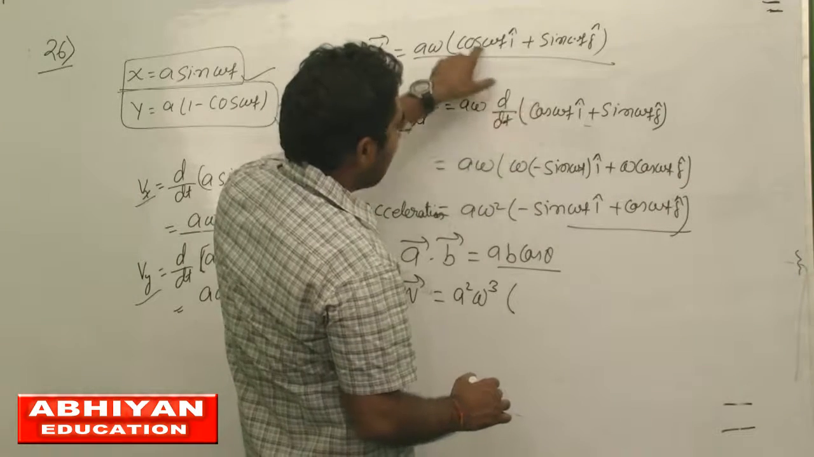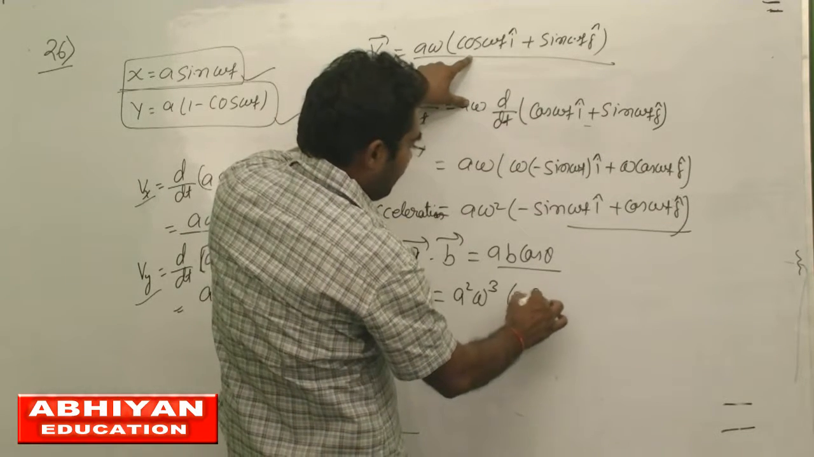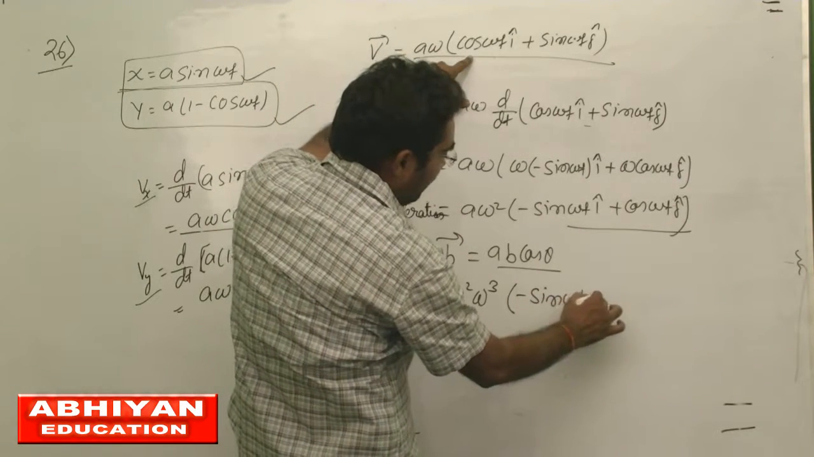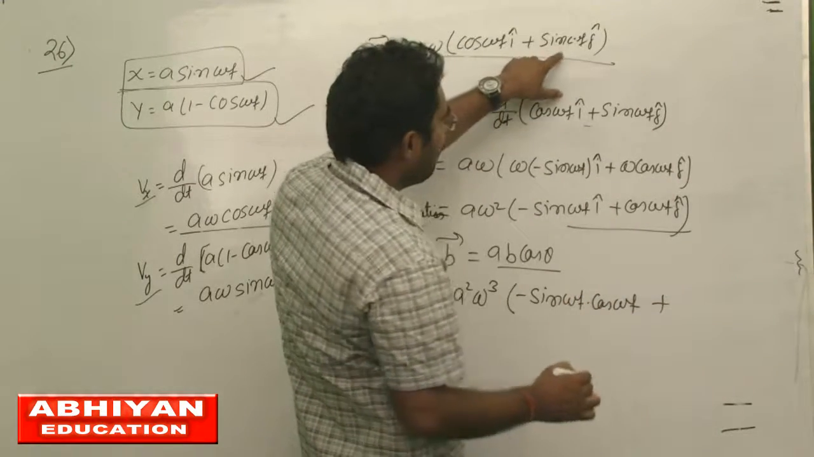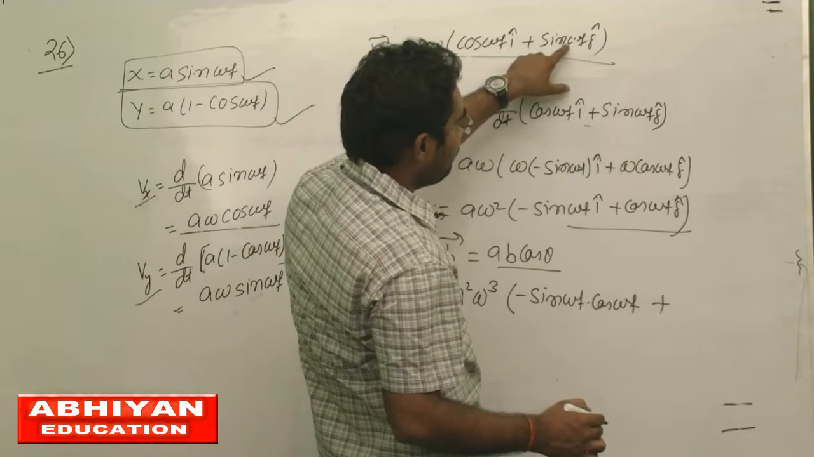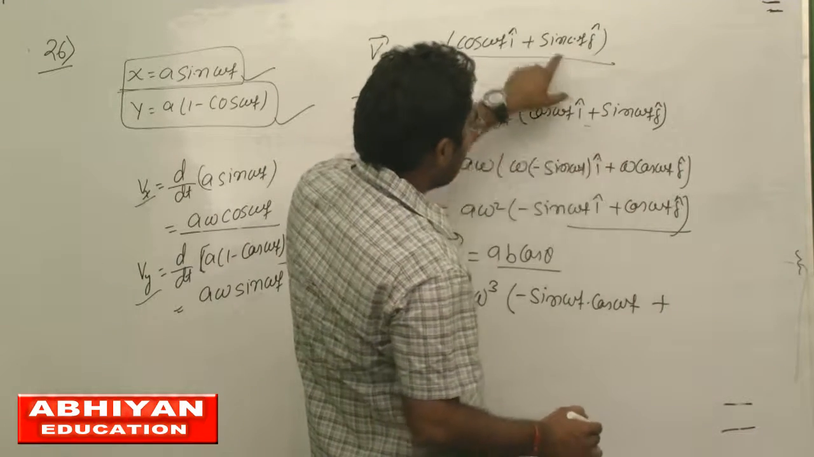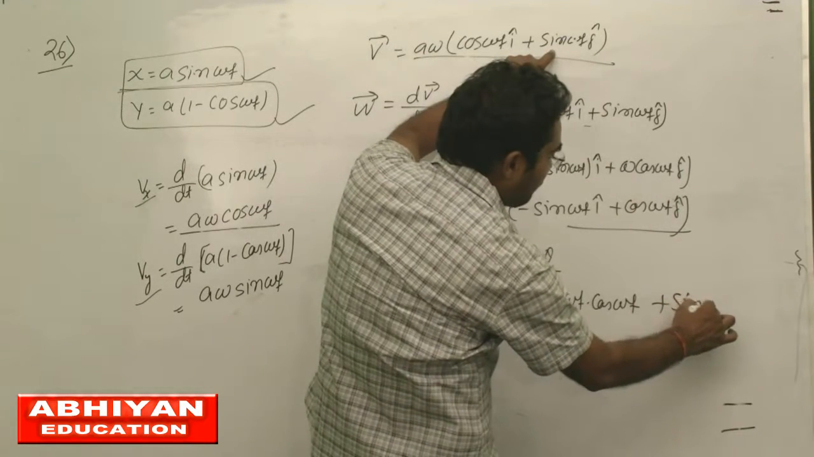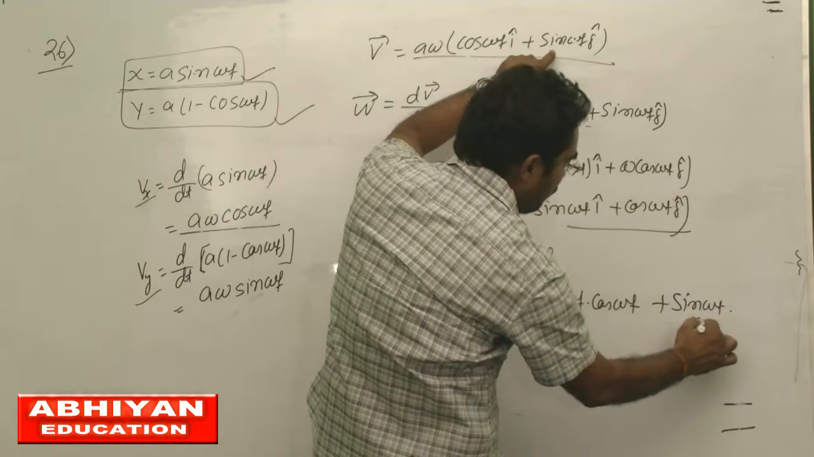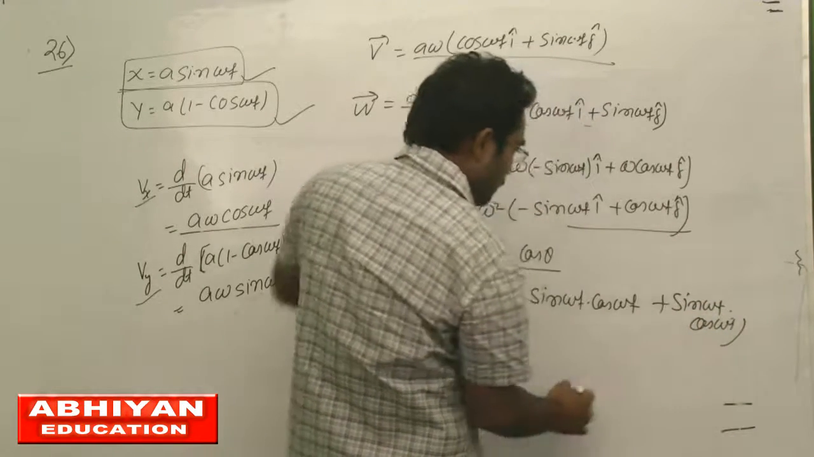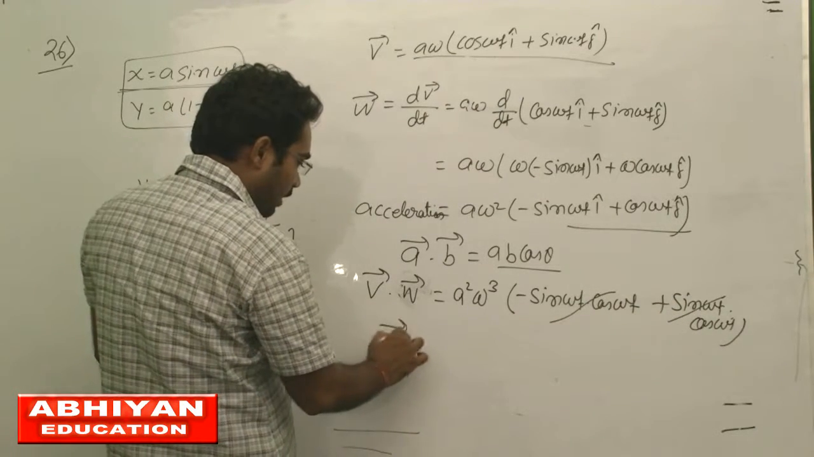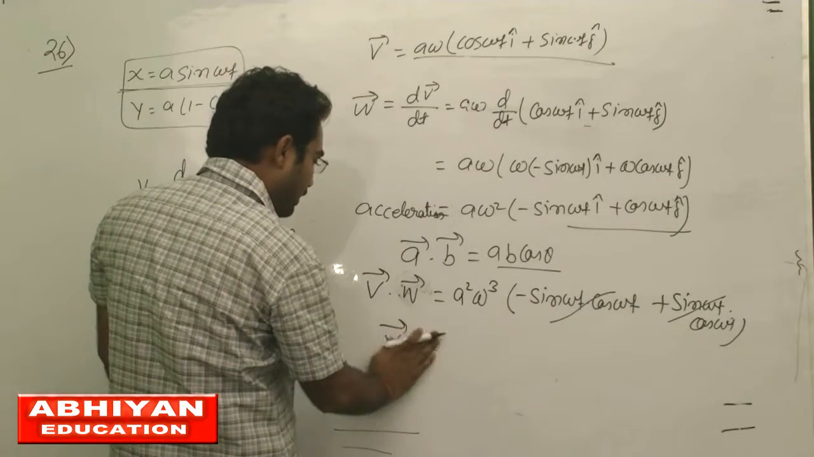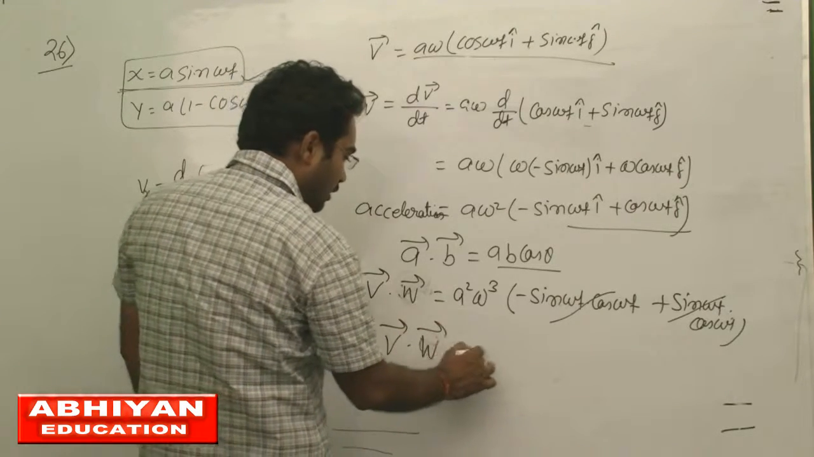The dot product of this quantity equals minus sin omega t into cos omega t, plus the product of j dot j equals 1, so sin omega t into cos omega t. This cancels out, and the dot product of the velocity vector and the acceleration vector equals 0.